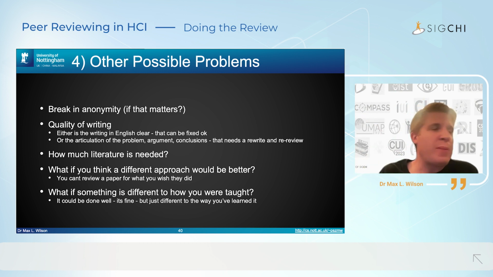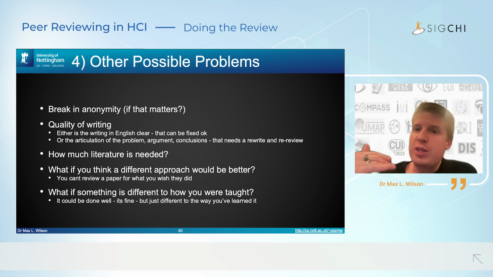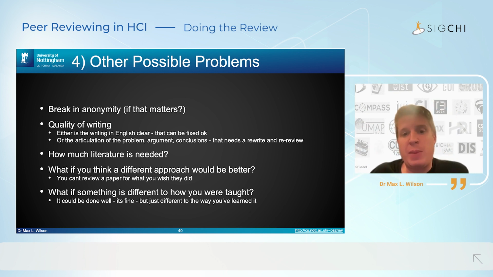And grammar and spelling can be fixed. A paper not being clear or missing key information, that maybe needs re-reviewing, and once they fix that, there's a distinction there between whether that matters. You can ask yourself how much literature is needed. They may have missed some papers, but there are so many papers out there that if it's got a good comprehensive set of papers, it may be good enough, or maybe there's one you want to add, but is it really a reject issue? Is this paper critical to the fundamental nature of it, is what you're saying.